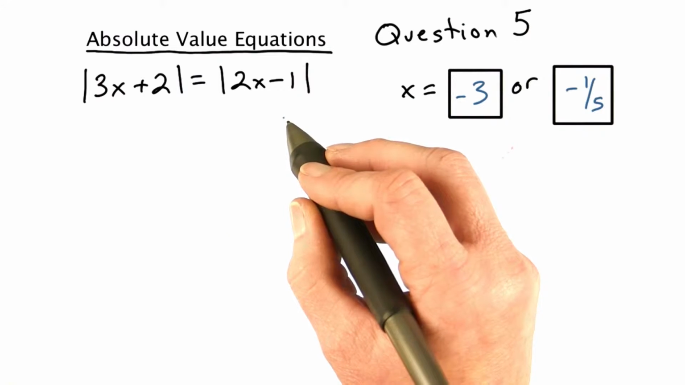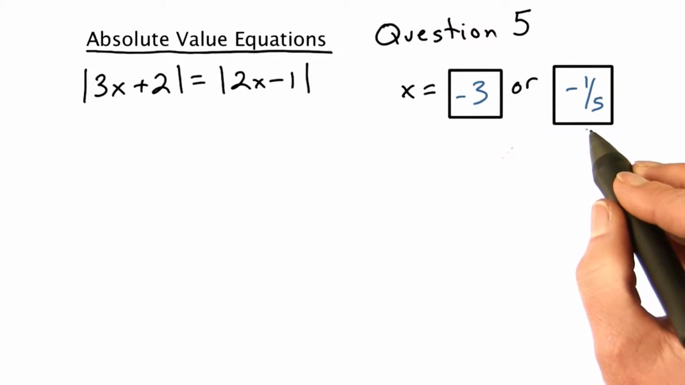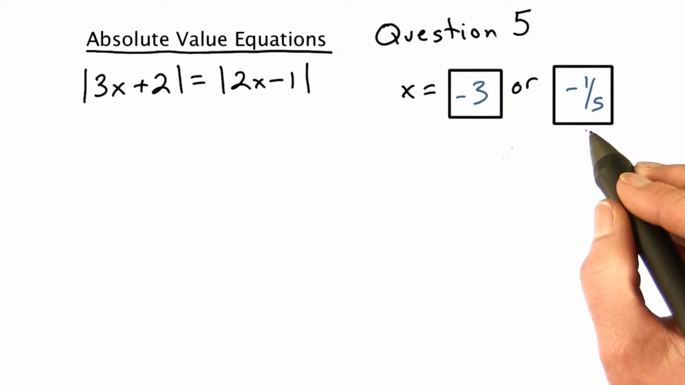That was a more difficult problem. If you got -3 or -1/5, congratulations. I would say that you have mastered absolute value equations. Let's see how we got those answers.